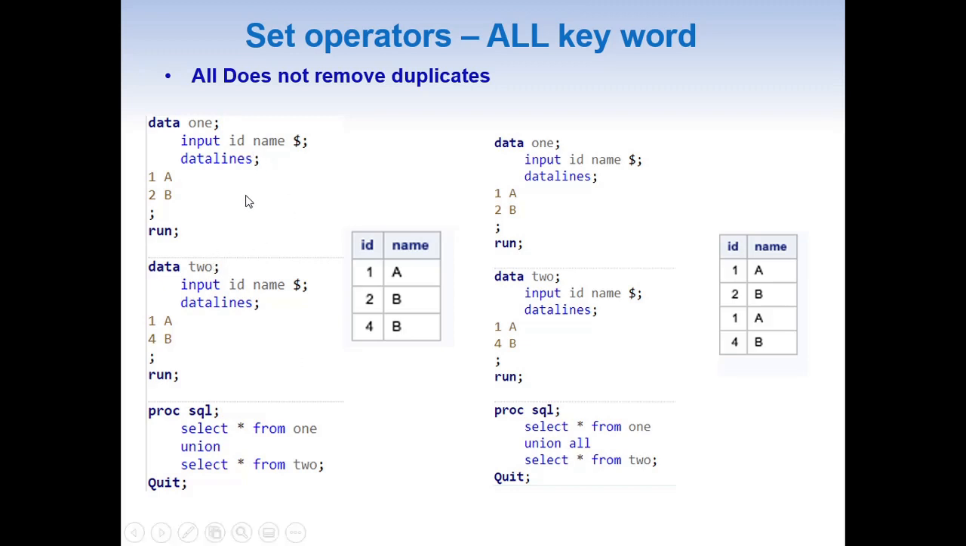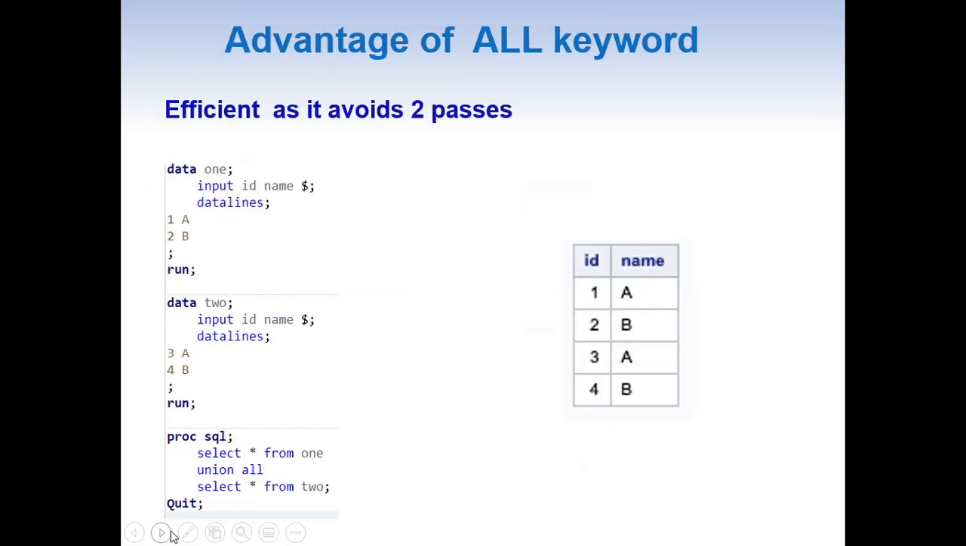Here we have two data sets which we have seen, and when we do union, whatever is the common observation here, that is 1A, it is removed. Here the append happens and also a duplicate is removed. But when we add an all keyword, it does not remove duplicates. It just straightforwardly appends. Now let us see what is the advantage of this kind of scenario.